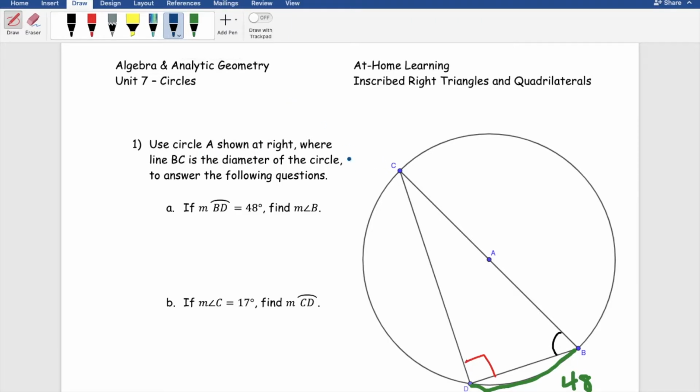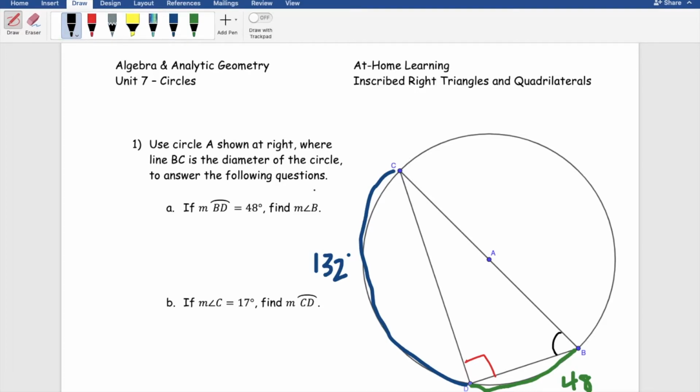We said that this diameter splits our circle in half. There's 180 degrees on this side. Well, that means there's 180 degrees on this side too, and if I already know 48 of it is right here in green, then if I want to find what I'm highlighting right now in blue, all I've got to do is subtract. Hey, this whole thing is 180. This is 48 of it. When I subtract those two numbers, I get that this blue arc is 132 degrees.